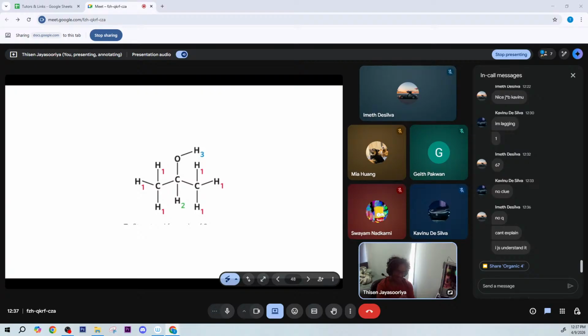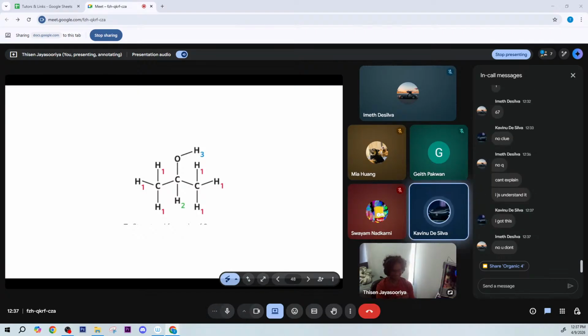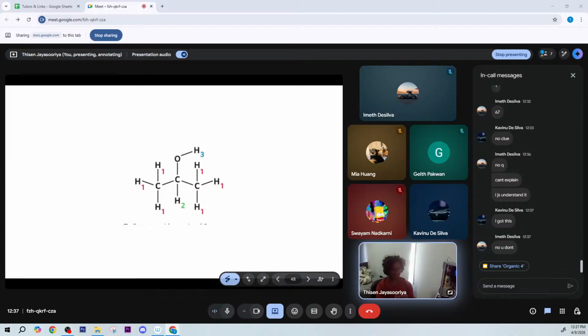Does anyone want to explain it? Unmute your mic and explain it. I don't want to full text this. Explain how many hydrogen environments there are. Why are there 3? Why is there 3 here?